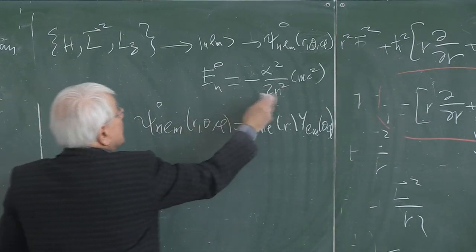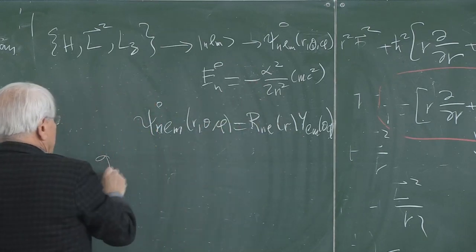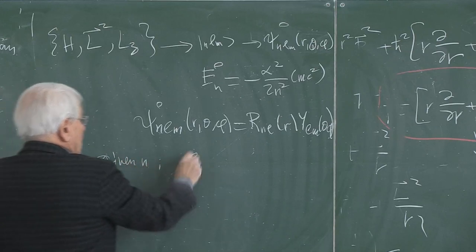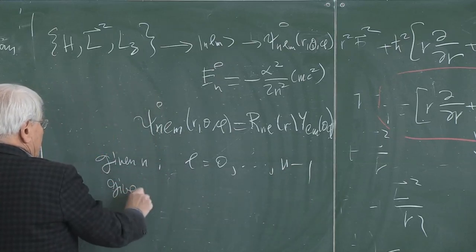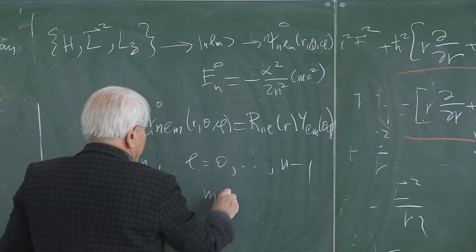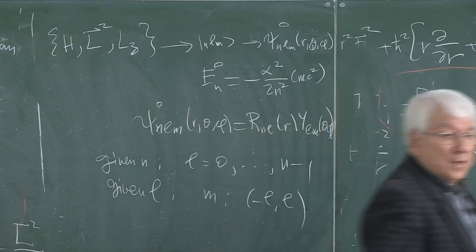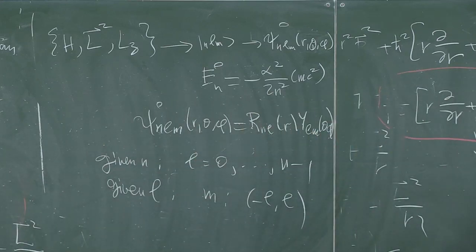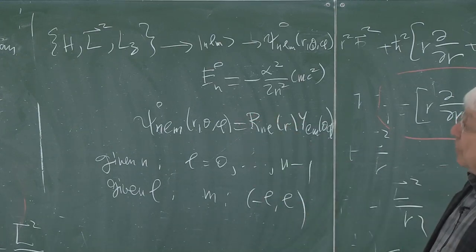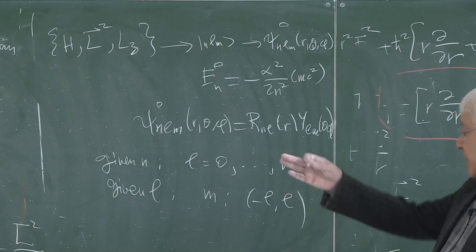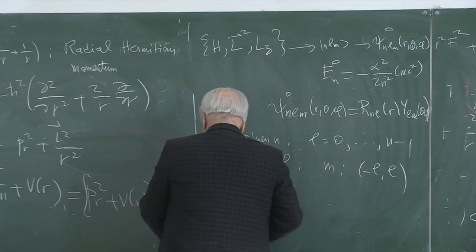Notice that this n is the principal quantum number and it appears only by itself in the energy. Given n, l runs from 0 to n minus 1. And given l, m runs between minus l and plus l. And that's the entire solution. It all depends on this beautiful existence of the radial Hermitian momentum operator, satisfying the usual canonical commutation relations, and that's the Hamiltonian. And that's the end of this semester.